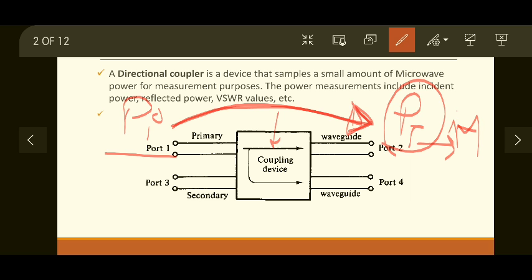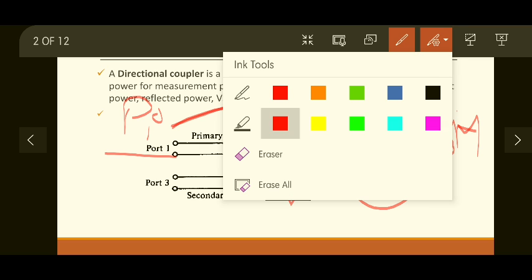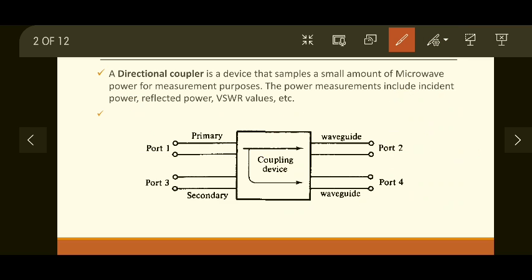So what we are doing is sampling a certain part of that power and getting measurements at port 4. That's why port 4 is useful for measurement of power.